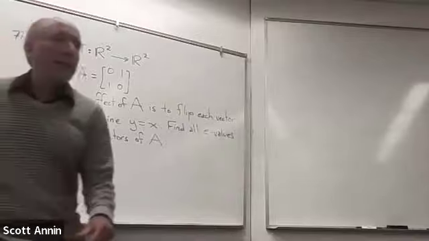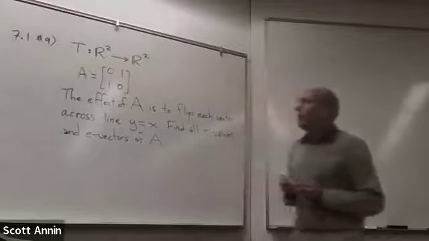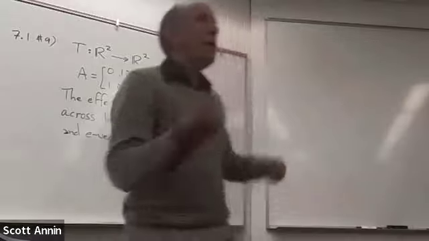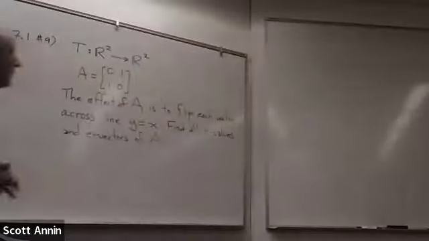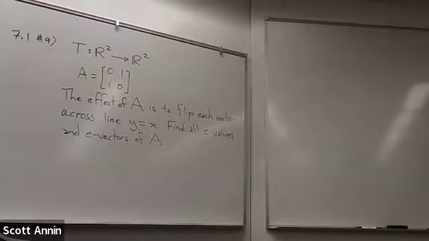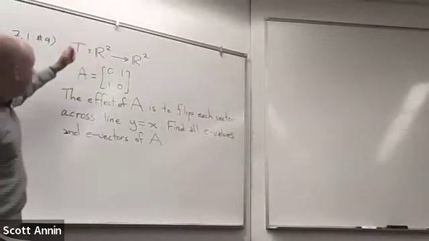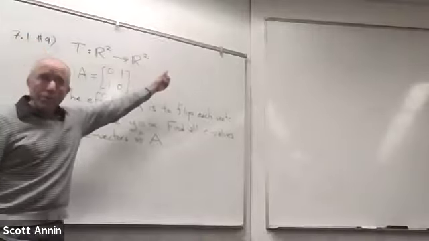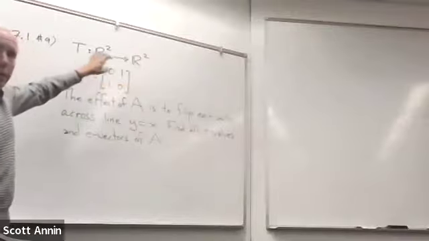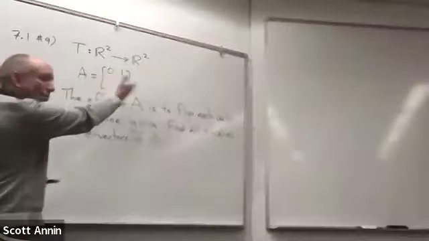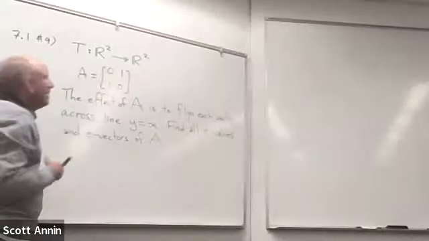Let's look at number 9 in section 7.1. This is actually a nice problem as well for understanding. So now I'm moving back into the eigenvalue, eigenvector material. Let's take a transformation T that goes from R2 to R2. And of course, that's going to be represented using a matrix. So here's my 2 by 2 matrix, right?